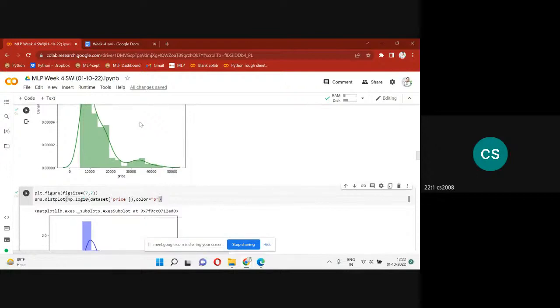Okay, hello. Yes, sir. So, you can take the formula of a standard scaler as z = (x minus mu) by sigma.